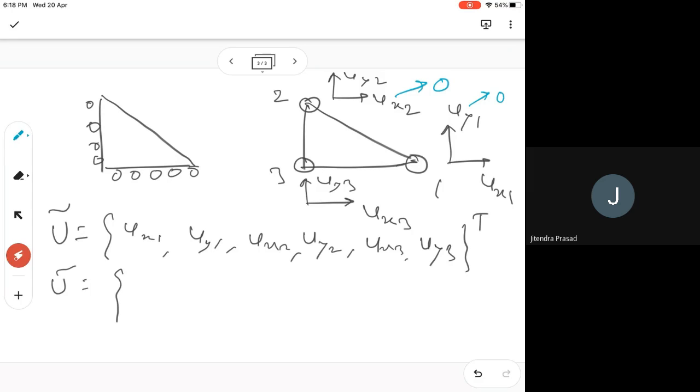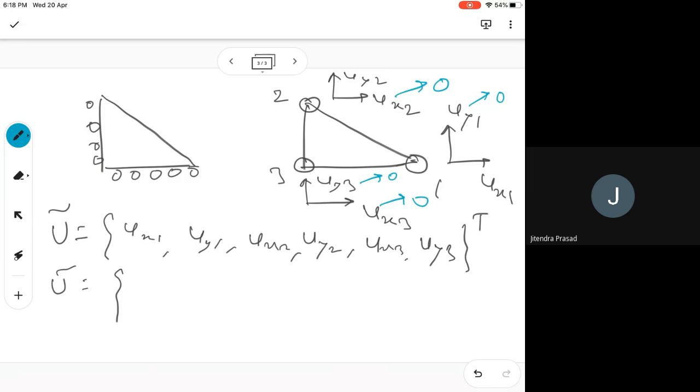Now this point, you see that here you have a constraint that this cannot go this way, and here you have a constraint that this cannot go this way. That means this point can neither go up nor in the horizontal direction. So both this and this are equal to 0.